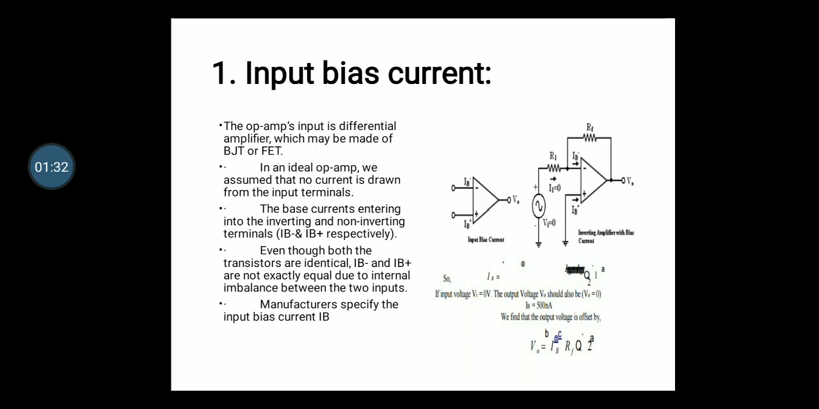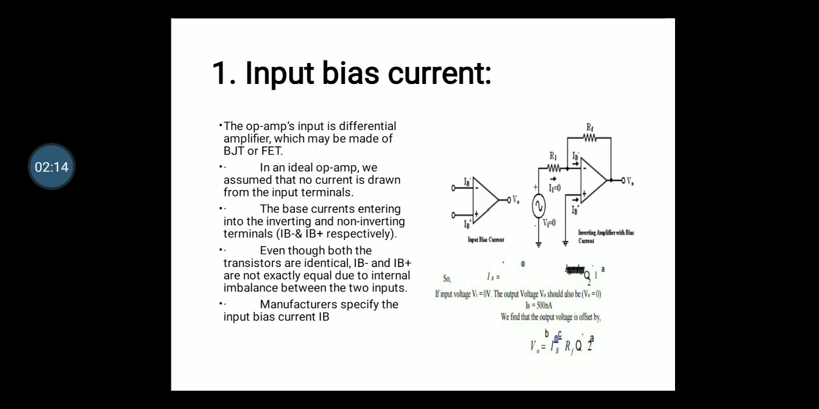Look into this diagram. The first one is the input bias current. IB minus is the input bias current at the negative terminal, that is inverting terminal, and IB plus is the bias current at the positive terminal. Hence, the second diagram is the inverting amplifier with bias currents. Since the power supply is given to the inverting terminal, now the input bias current is the average value of the base current entering into the terminal. So IB is equal to IB plus plus IB minus divided by 2.